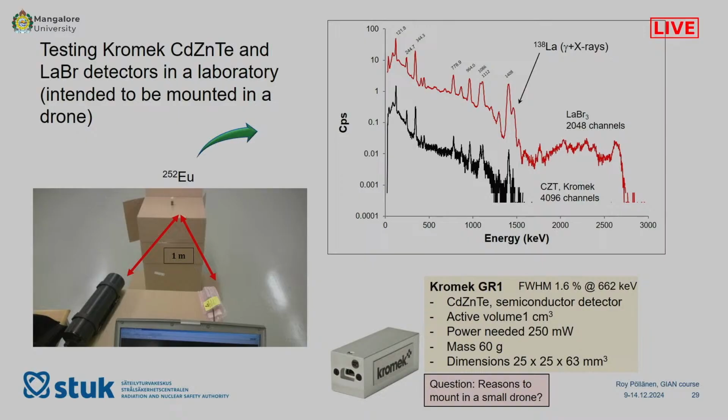So these spectra are from Europium-152. The source is located here. This is the sodium iodide, lanthanum bromide detector, and this is this CdZnTe detector, a very small one. Mass is very small.